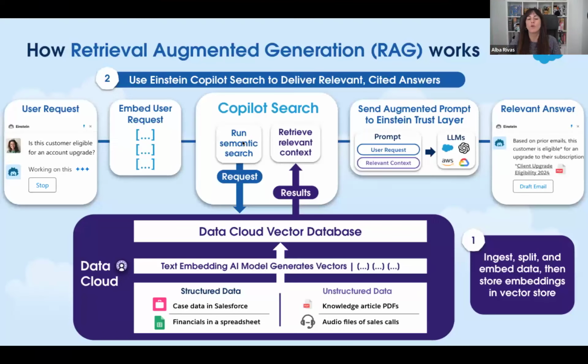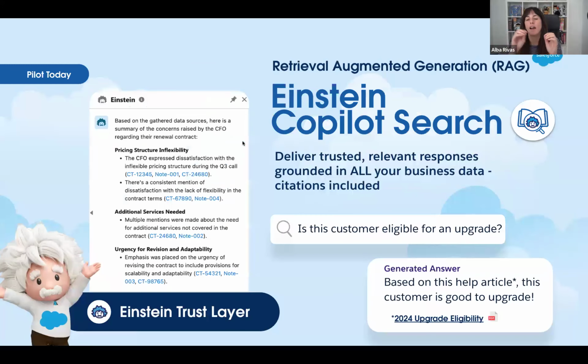No. So when we saw in Prompt Builder that you can ground the prompt template with the merge fields and related lists and so on, right? All that data comes from the CRM, except if you are using Data Cloud enrichment, in which case it can come also from Data Cloud, right?